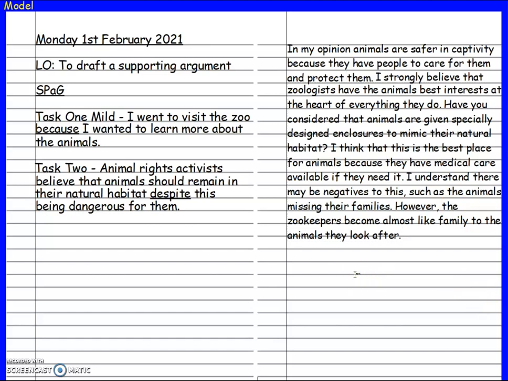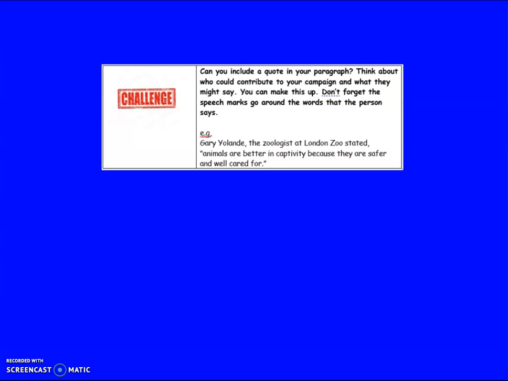Okay, so here's my paragraph showing my opinions on why animals would be better off in captivity. Okay, so I've used the sentence starters to help me, and you can do the same. Okay, when you've finished that, there's a challenge. So if you can, include a quote in your paragraph. So you looked at some quotes with Miss Atkin last week when you wrote your plan for the campaign. So you can think about going back, fixing a quote somewhere in your paragraph. Think about what somebody might say to support your campaign.